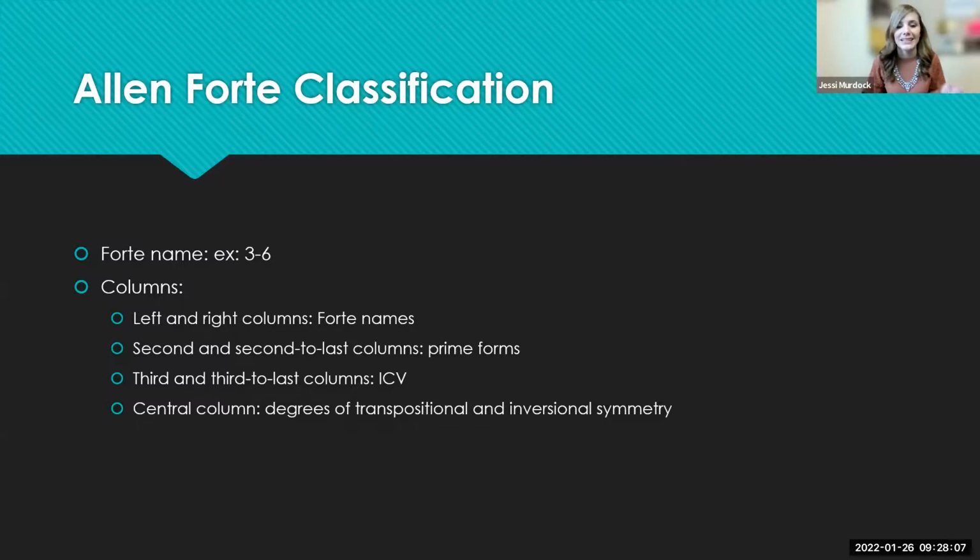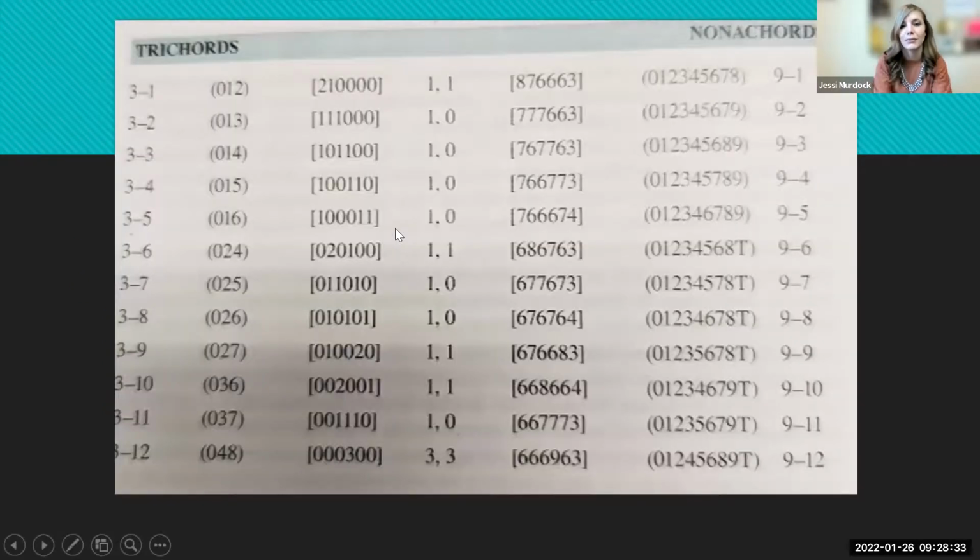The second to last columns are the prime forms. So the actual 0, 1, 3, 4, or that kind of thing. The third to last columns, the ones between the little caret signs, are going to be the interval class vector. Then the central columns are going to be the degrees of transpositional and inversional symmetry, which we will talk about in a second. So here's what the table could look like. If you look at the very first one, 0, 1, 2, that would just all be semitones. And then if you look over on the opposite side, 9-1, it's its complement.